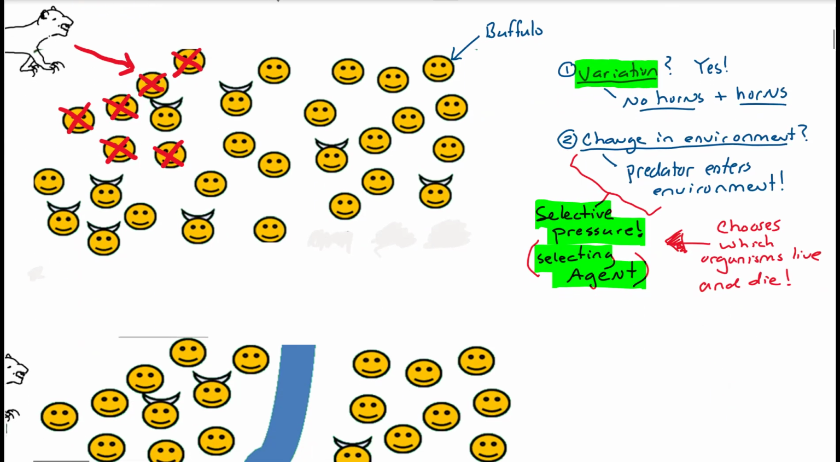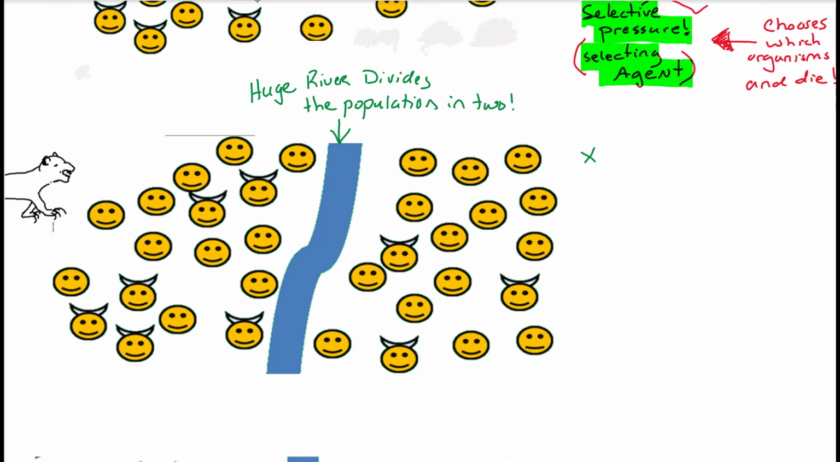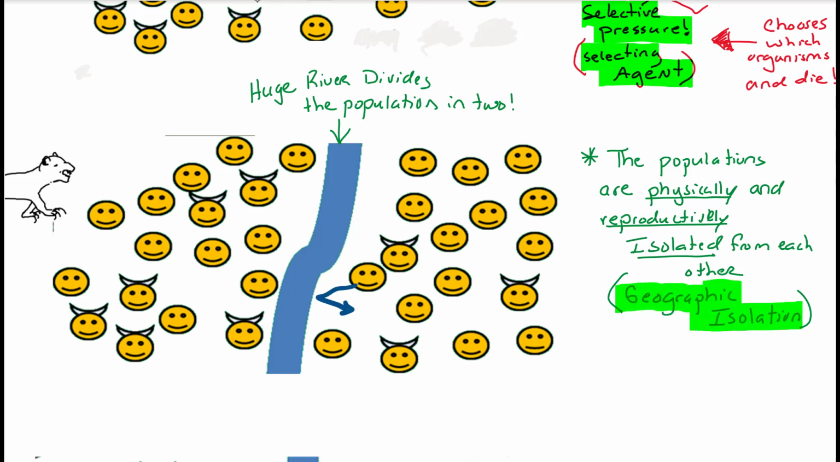So we have a variation and a selective pressure. Evolution can occur. But something different happened here. We got a gigantic, huge river that divides this population of bulls in two. These two populations, they're physically and reproductively separated, meaning physically they are in different locations and they cannot mix and match. Reproductively, they're not hopping over that river and reproducing with bulls on the opposite side. So they cannot exchange genes. There is no gene flow occurring.